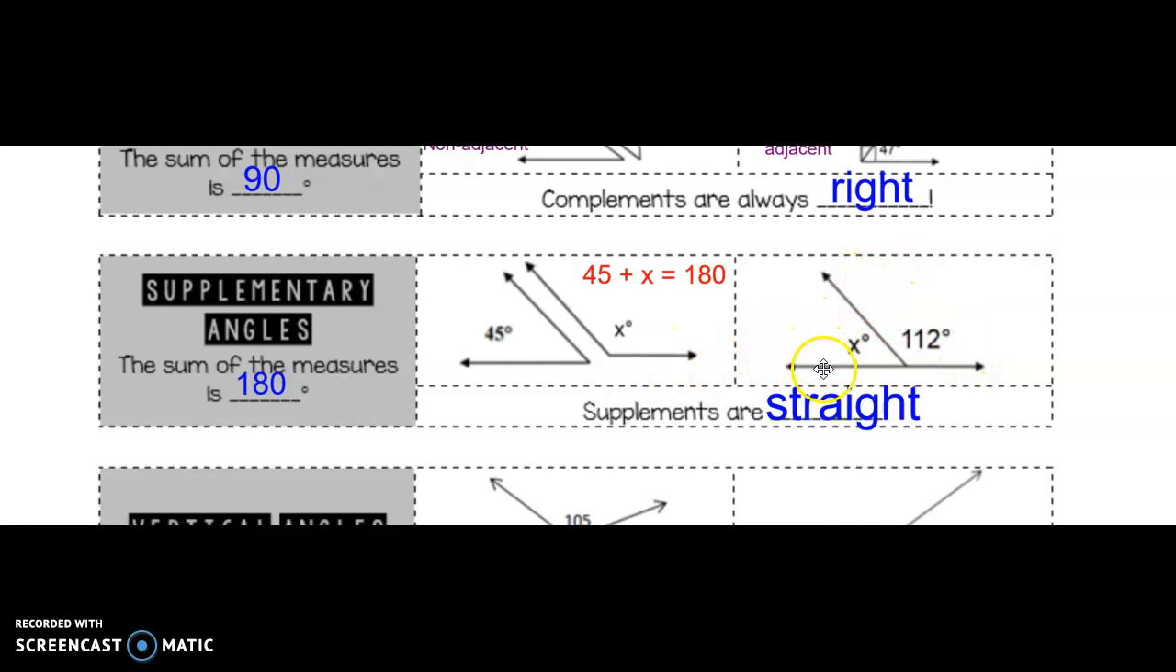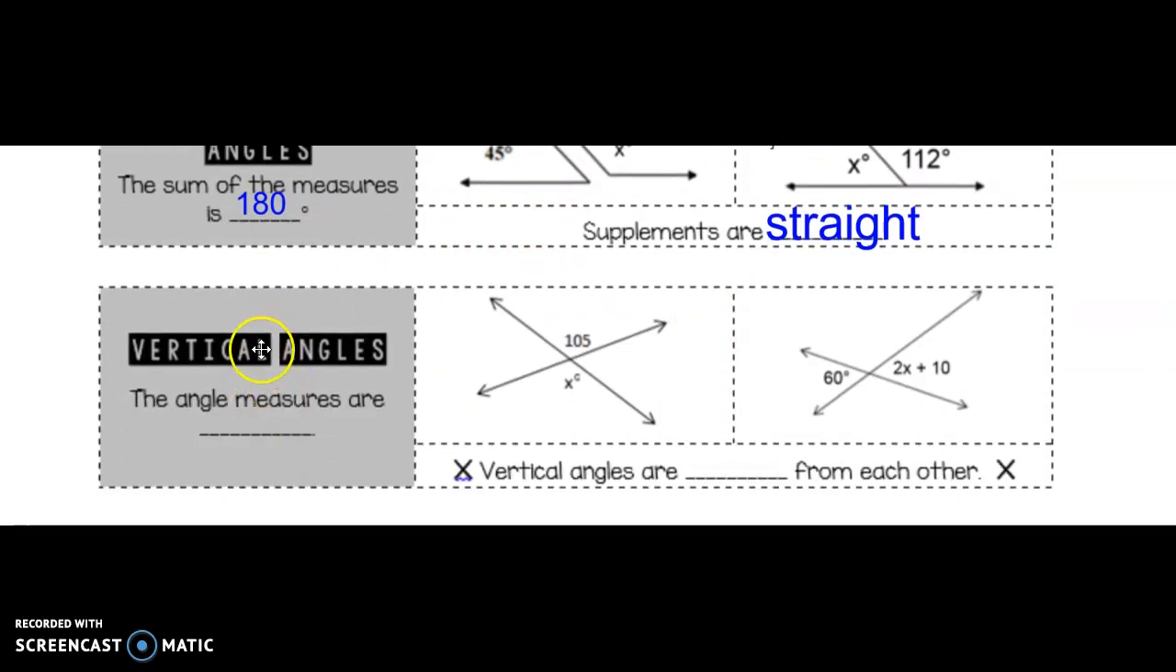Here we have some adjacent angles. They're sharing this vertex, they're sharing this side length. X plus 112 would equal a straight line, or 180 degrees. These are adjacent. These are non-adjacent. Our last one is vertical angles.